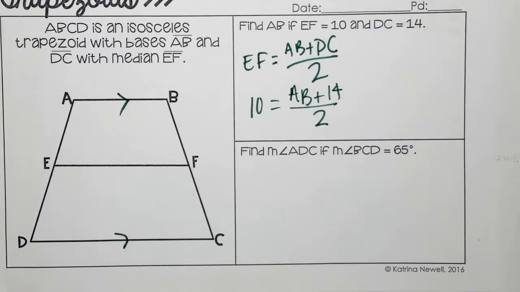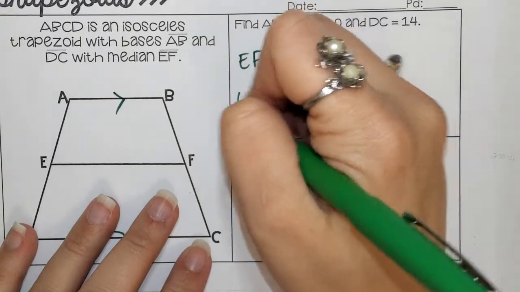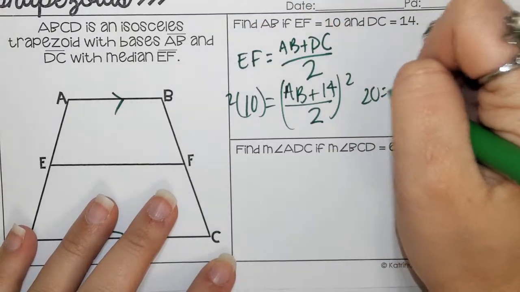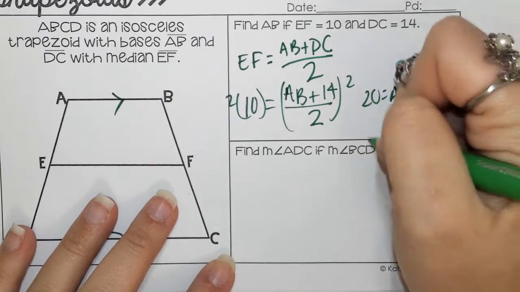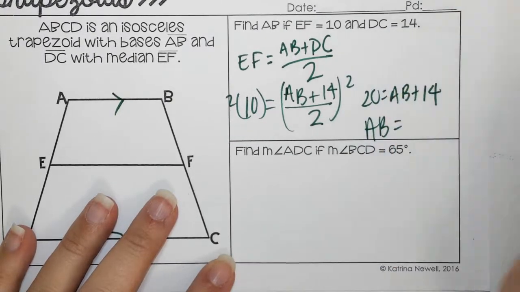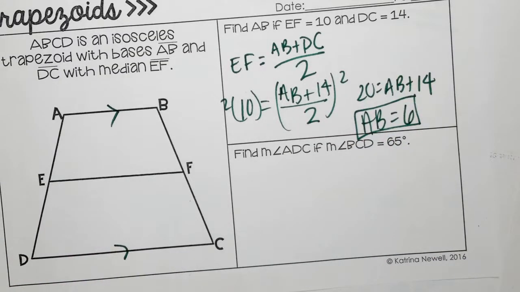Alright, how do we get rid of that fraction? Good. And I get 20 equals AB plus 14. Then what do I do? So what does AB equal? Isn't that easy peasy lemon squeezy?